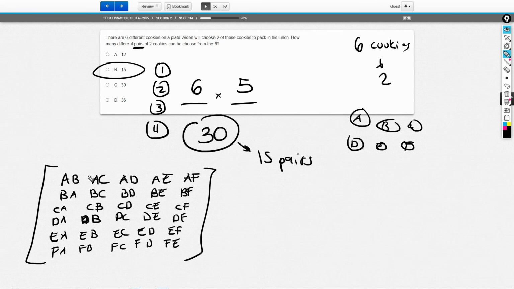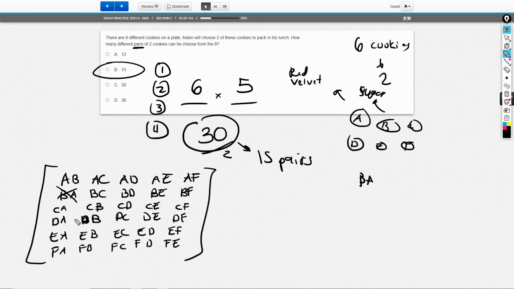But if I look at these choices, aren't AB and BA the same thing? Yes, they are. If A is a red velvet cookie and B is a vanilla or sugar cookie, if he chooses a red velvet and a sugar cookie in his lunchbox versus a sugar cookie and a red velvet cookie, he still has the same cookies. So technically AB and BA are the same choice. Counting them together is counting the same combination twice, which is why we had to divide this by 2. So we can just eliminate it there.